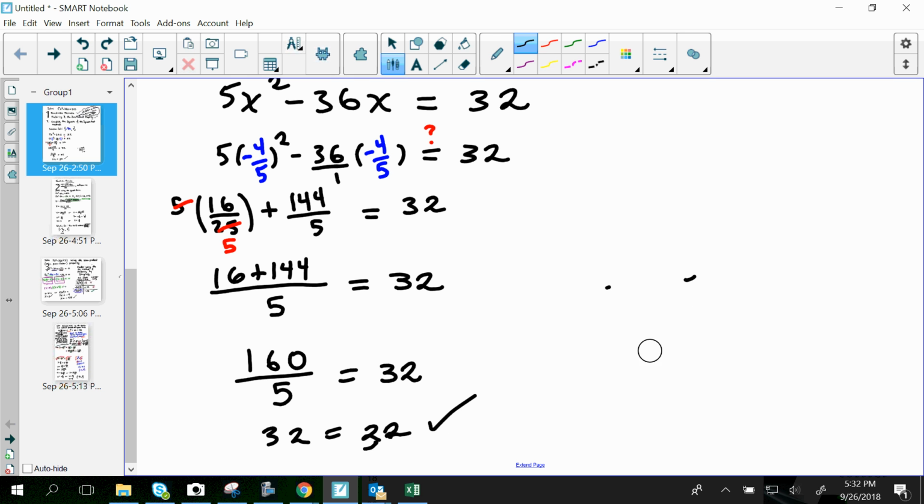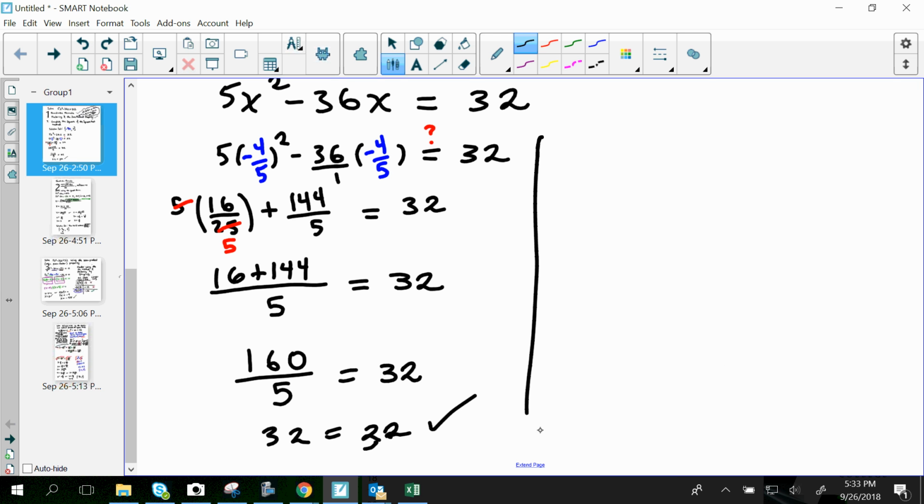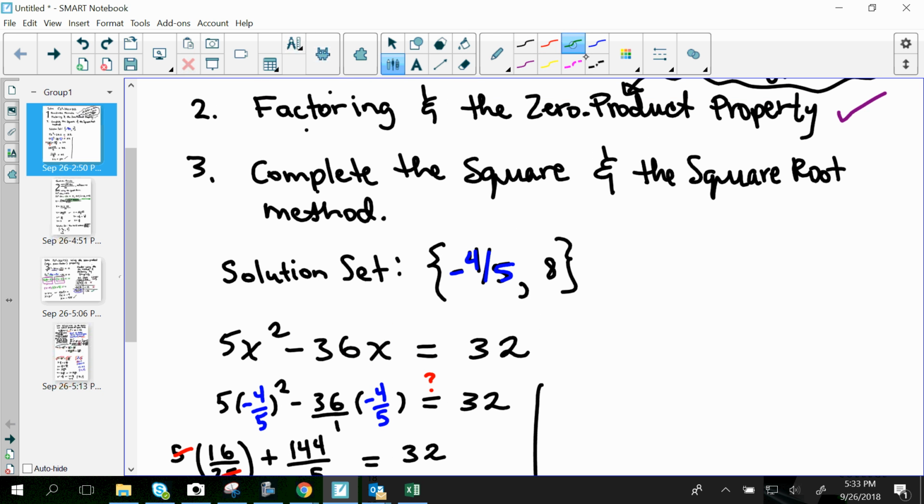Another way you can tell that 160 is divisible by 5 is 16 times 10, 2 times 5. 2 times 16 would be 32. Okay, so we've checked one answer by plugging in. Let's also check the other answer in our solution set, which was 8.